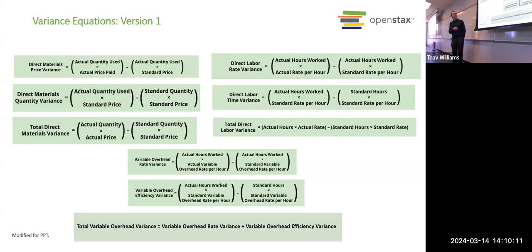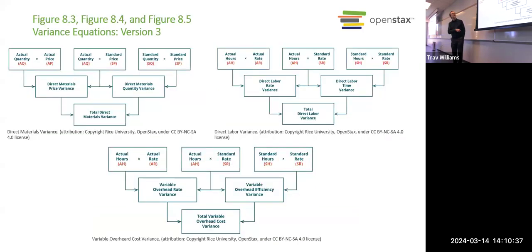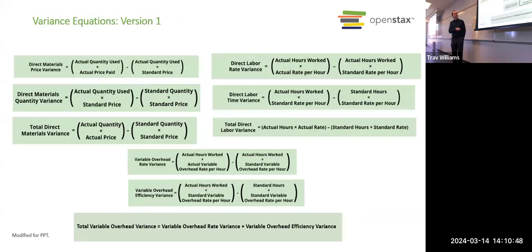And then you've got the simplified versions also. So we've got direct material price, direct labor rate, variable overhead rate. Got your direct material quantity, labor time, variable overhead efficiency, and then total. And we've got our trees there that we can also refer to. Okay, so as you're working on the problem set, these slides, especially this first one, I think will be super helpful.